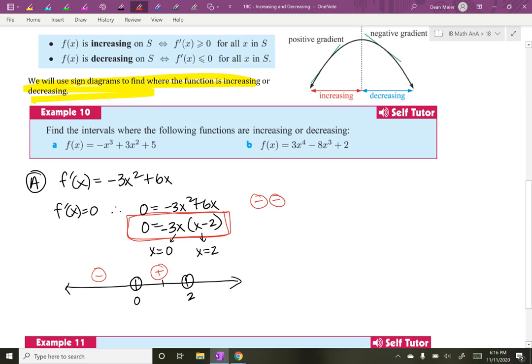And then after the number 2, what happens? Let's plug in 100, because that's on the right side of 2. If I plug in 100, I would get negative times a positive. So that would be negative. So the graph is decreasing again.